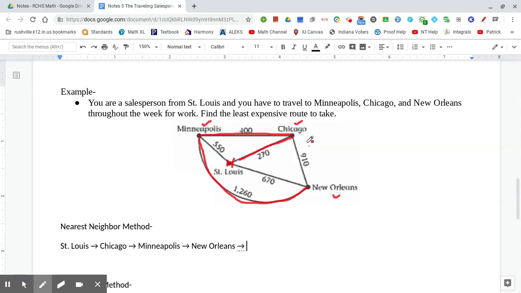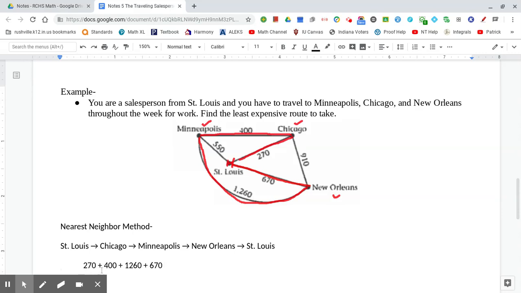And then finally, now that we've been to all of the cities that we need to go to, at the end of the work week, we need to go home. All right, so here's our circuit. We start with St. Louis, we go to Chicago, we go to Minneapolis, we go to New Orleans, and then we go back home. So there's the Hamiltonian circuit. Now we're going to add up each of the edges and figure out the total weight of this circuit.